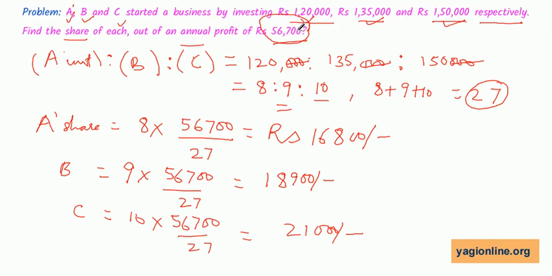So this was one of the simplest problems of partnership, where the investment of each partner was given and the profit was given, and at the end of the year we have to find out the share of each partner. But there are problems which are a little complicated, and we'll see. Let's see the next problem.